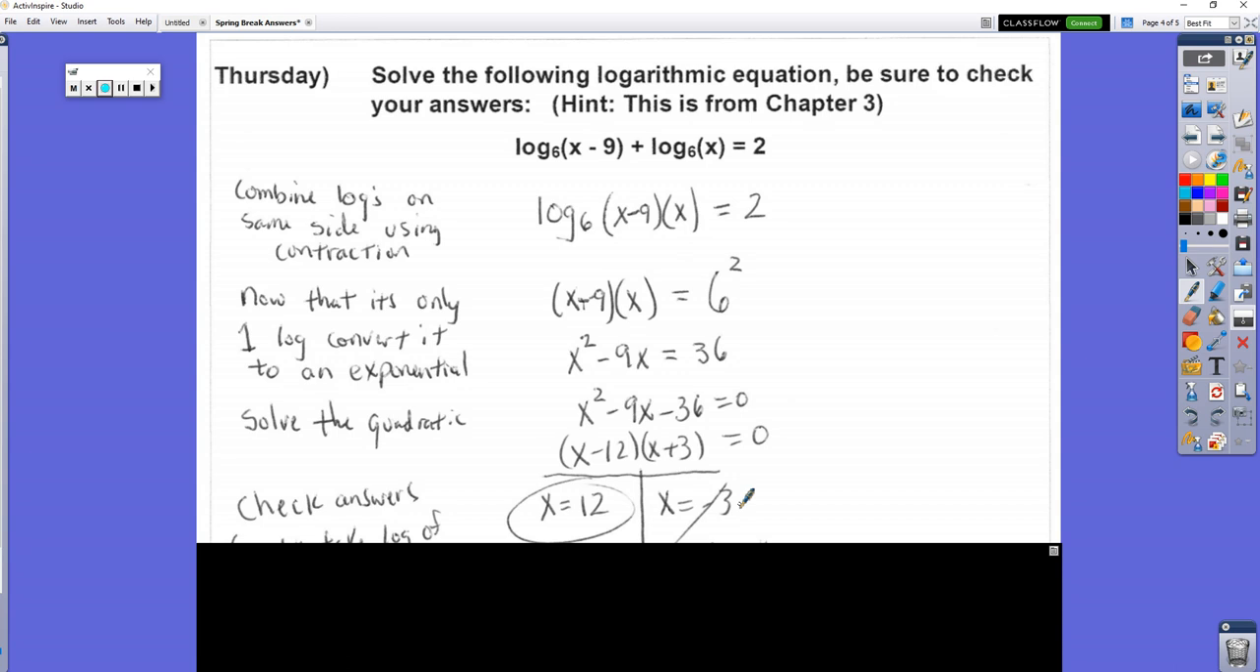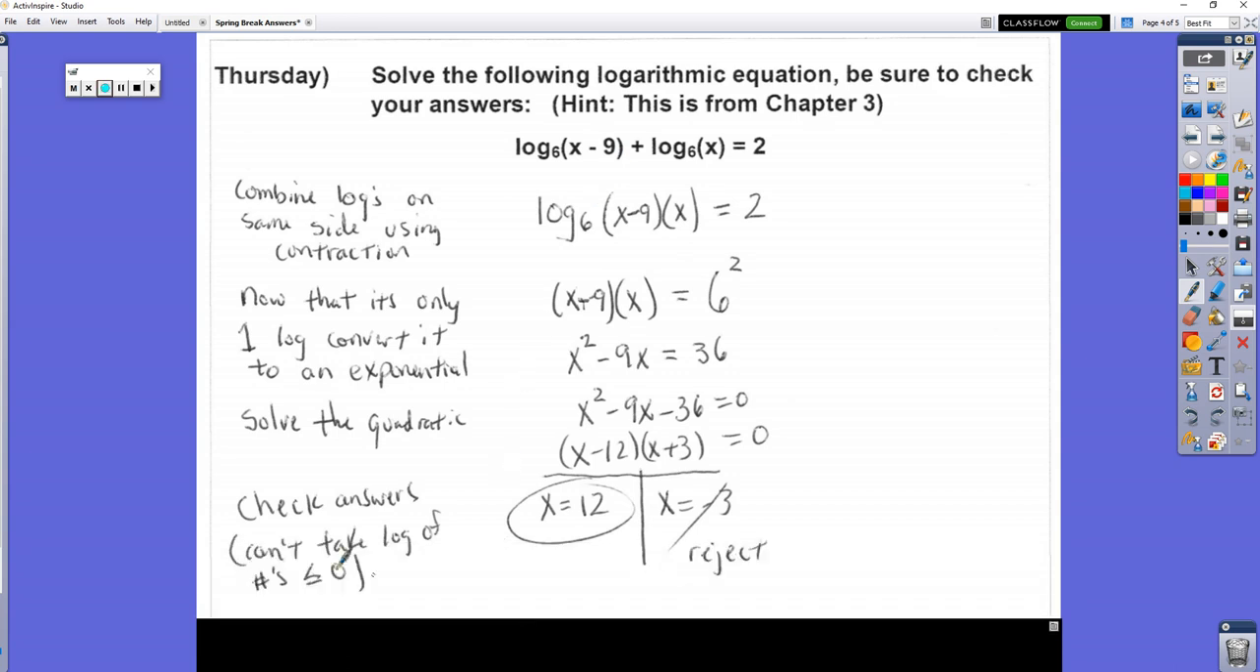x equals negative 3. But remember that logarithms is one of the kinds of equations that you must check your answers for. It is a requirement. And what you want to remember about logarithms specifically is you cannot take the log of numbers that are either negative or equal to 0. So don't just look at the answer itself. Think about what would happen if you plug this in as the value of x into the original equation.